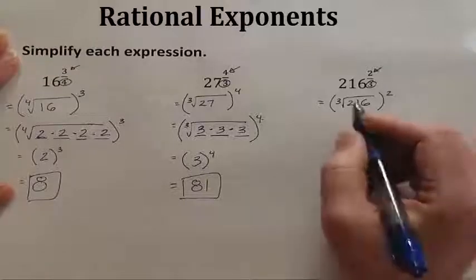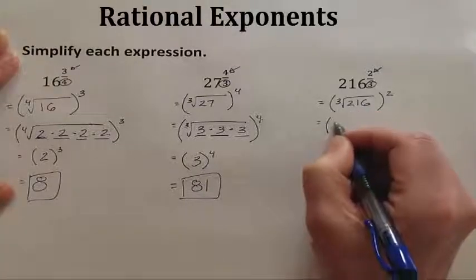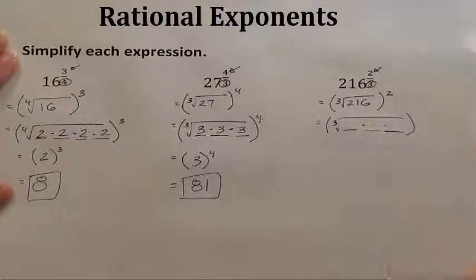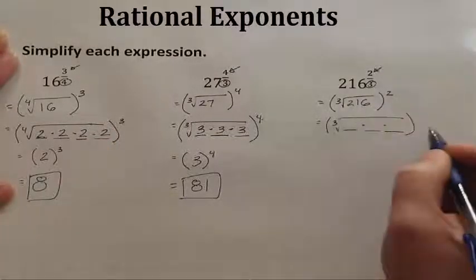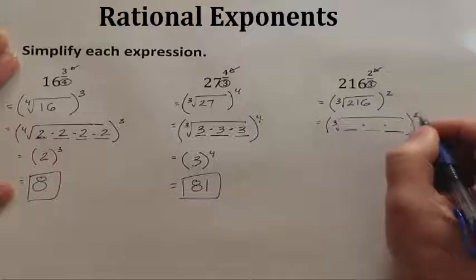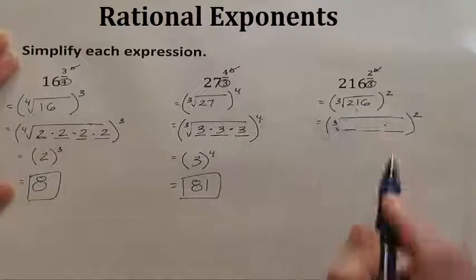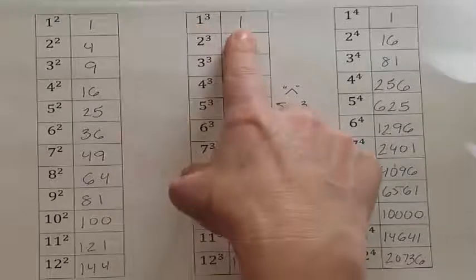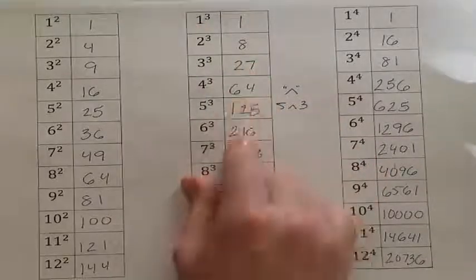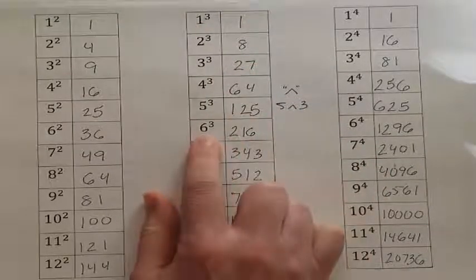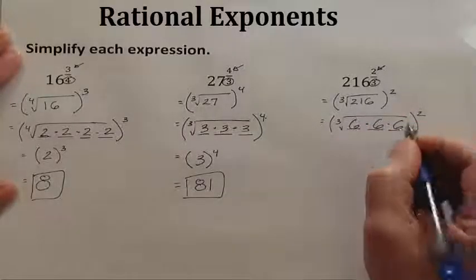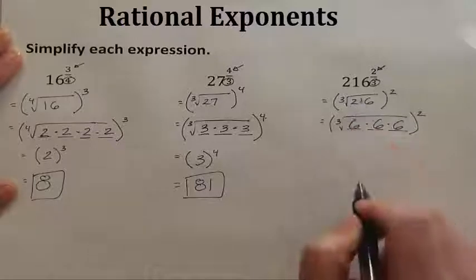Our next problem. I have the third root. If I have the third root, then I'm looking for one number multiplied together 3 times to give me 216. And this still all needs to be raised to the second power. So 216. I'm going to take out my list and look for my third list. I need 216. There's 216. So 6 to the third power. So I know that each of these is going to be a 6. 6 times 6 times 6 is 216.